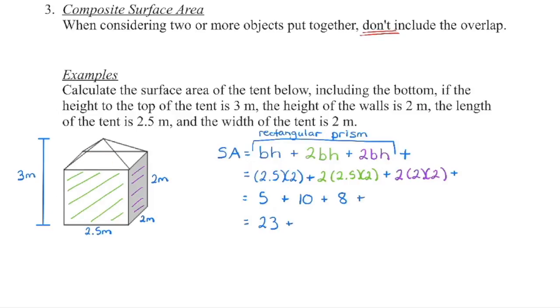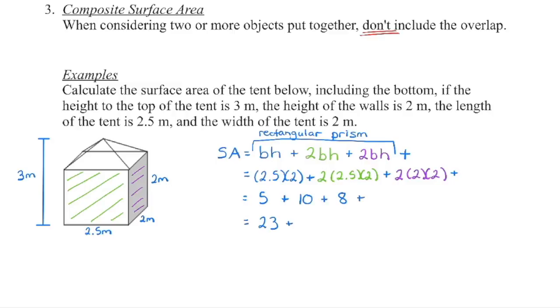I'm going to begin thinking about the pieces we need with the bottom part of the tent. So my base is just going to be 2.5 times 2. That's going to give me the area of the rectangle on the bottom. I'm not going to double that because remember, we're not including that top. We're just going to be able to stand on the tent and look up to the very peak.